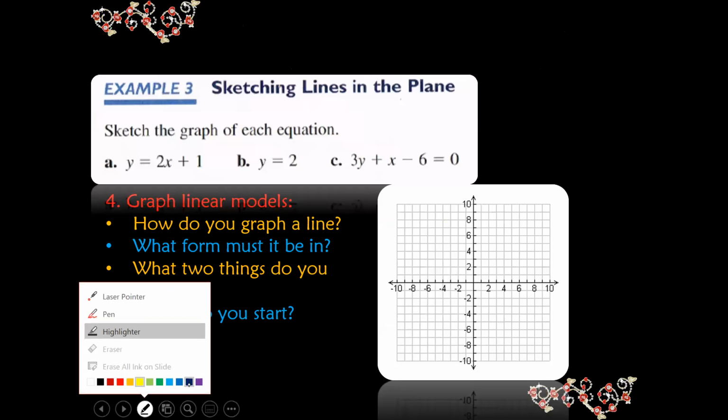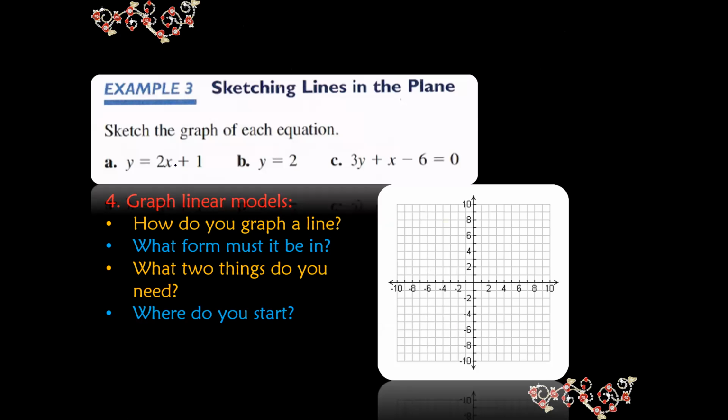So let's go ahead and go over these four examples. First one, we're going to be graphing this equation right here. Your B is going to be 1, and your slope is going to be 2. So I'm going to start off with 1 on the y-axis. I'm going to go up 2 over 1, second dot, up 2 over 1, third point, up 2 over 1, and then here is my line.